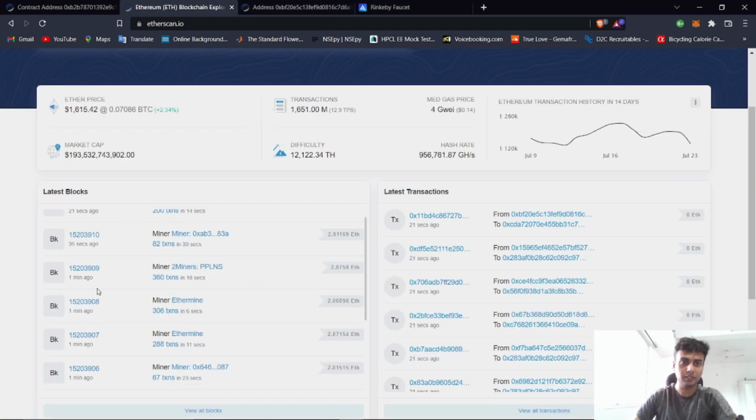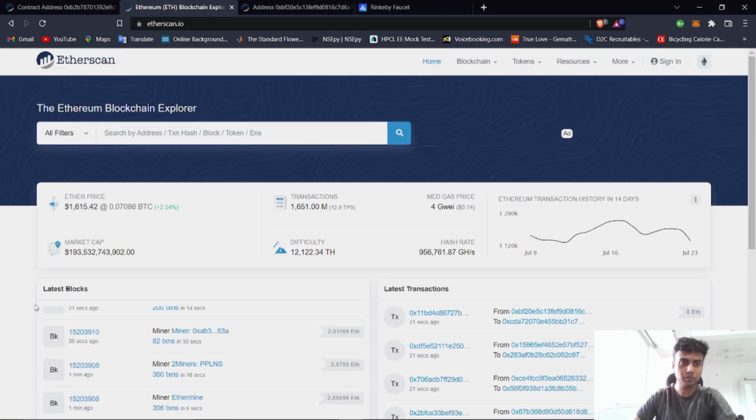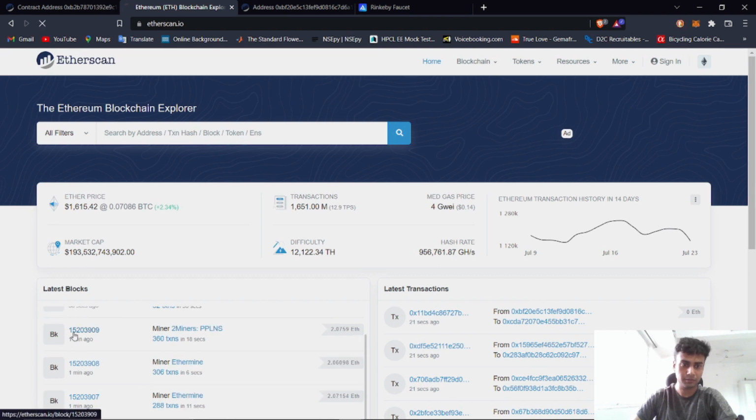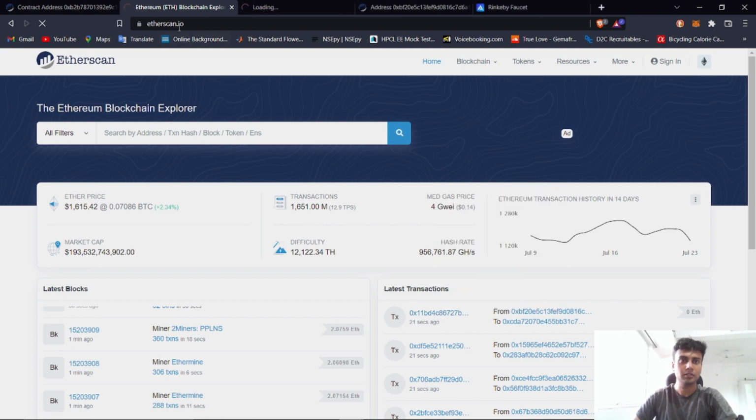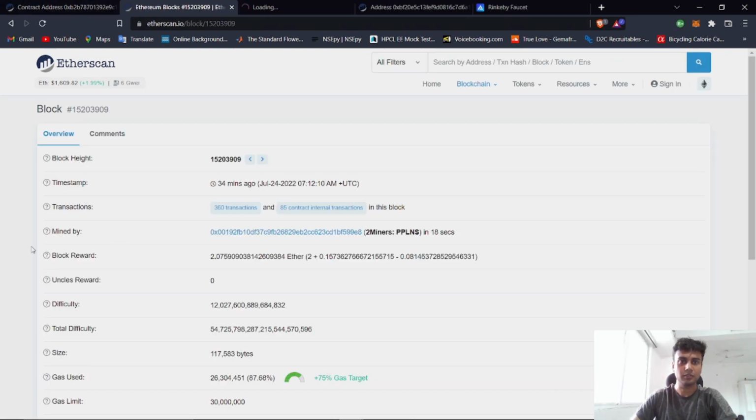So this is the Ethereum blockchain. We'll go to a block. There were 360 transactions in 18 seconds, that's what the record states. We can go to a transaction also. Okay, this is loading really slowly, so I think this is mainnet. That's why it's loading. Okay, it's done.